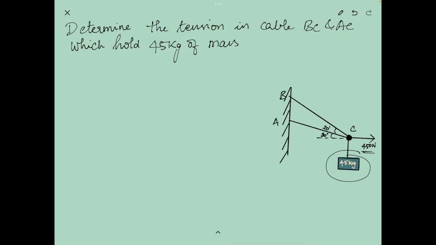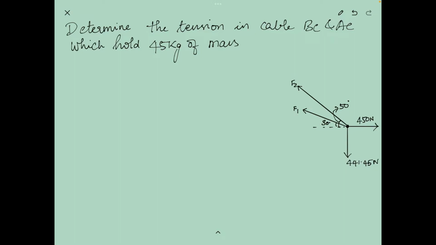The first step to solve this kind of problem is to simply represent the system as a free body diagram, where you replace cables and masses with simple particles and forces like this. The mass of 45 kg is now converted into force by multiplying it with the acceleration due to gravity. Remember Newton's second law. Also note that the direction of the tension force will always be towards the fixed support.